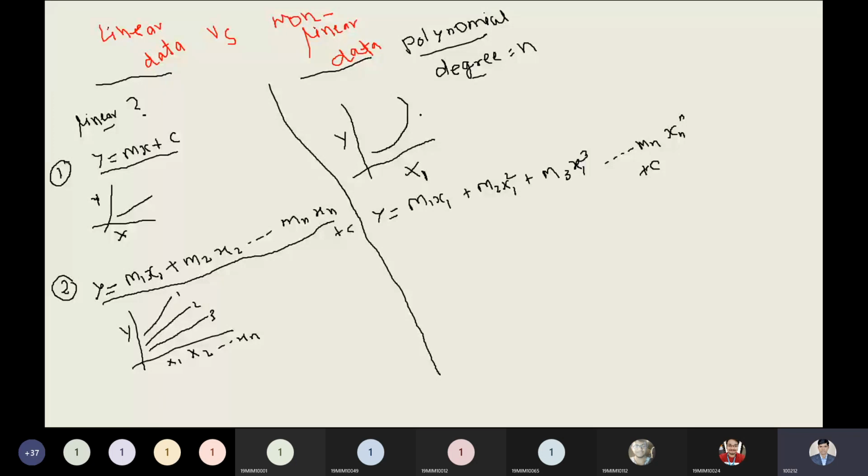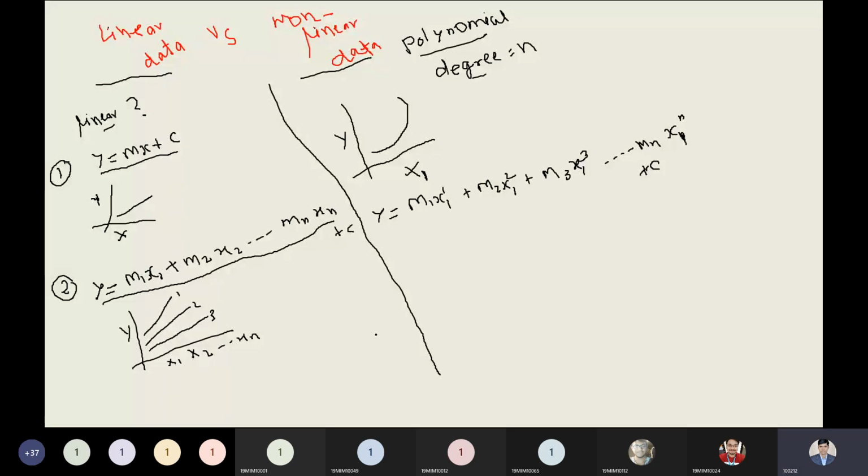So in the polynomial, what do we have? We have the degree of power. Here we have multiple powers, not only 1. Okay, that is the point we need to keep in mind. So y equal to m1 x1, plus m2 x1 square, m3 x1 cube, and so on, up to mn x1 to the power n. So we have only one independent variable and one dependent variable, and data will be plotted in the form of a curve. So here we present our data in a non-linear way.